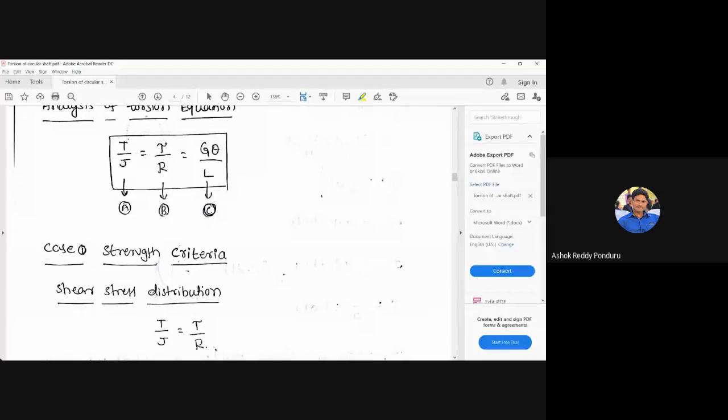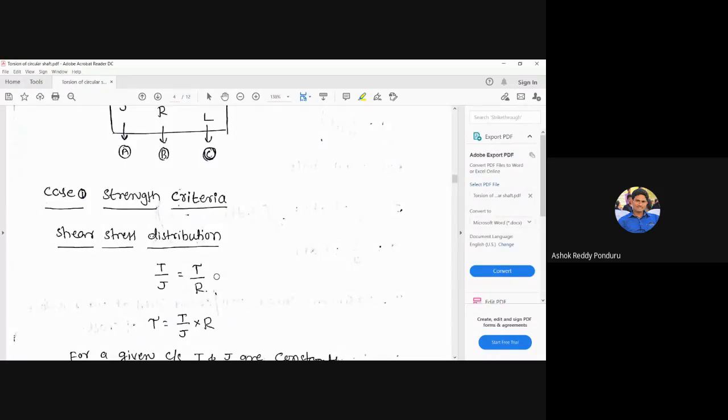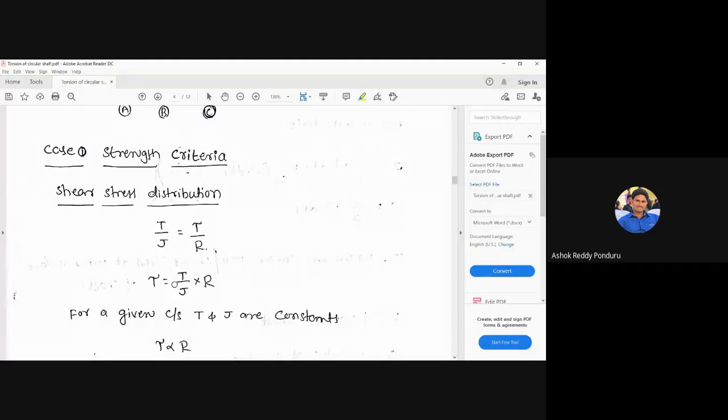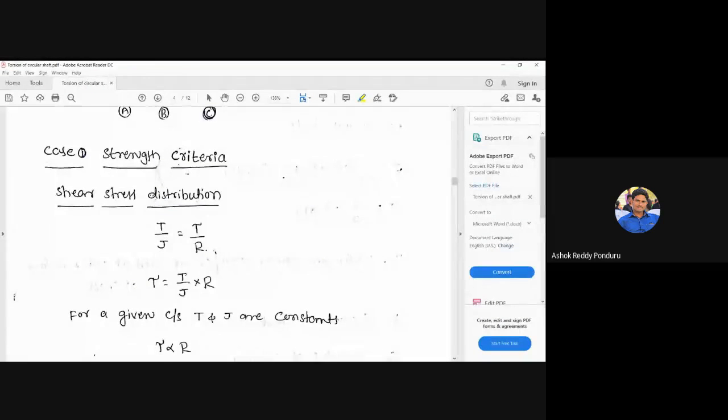Now to calculate the shear stresses, first consider A is equal to B, that means T by J is equal to tau by R. From this, can I write like this? Tau is equal to T by J into R.